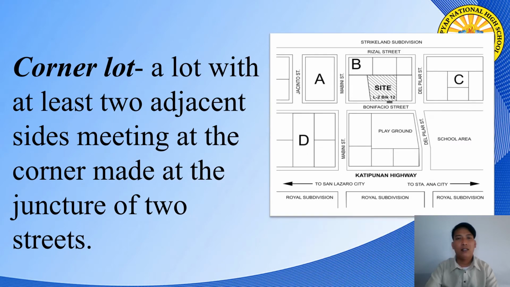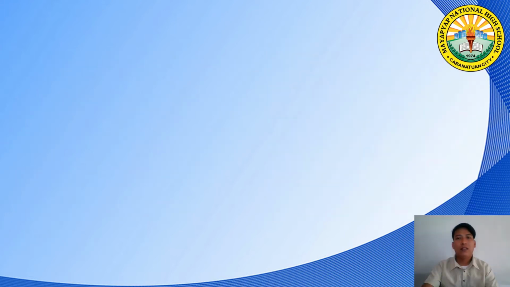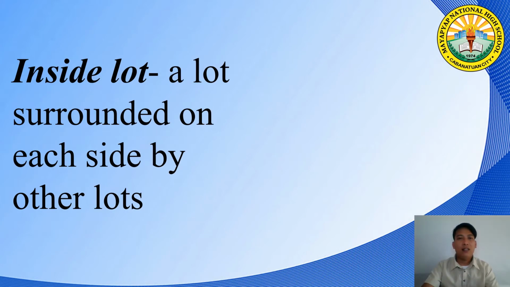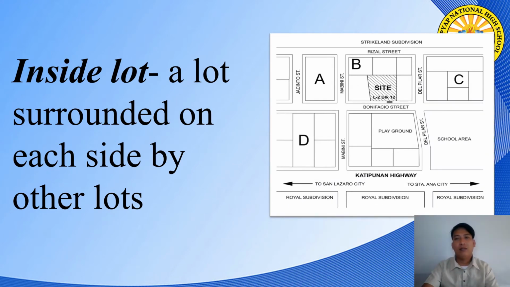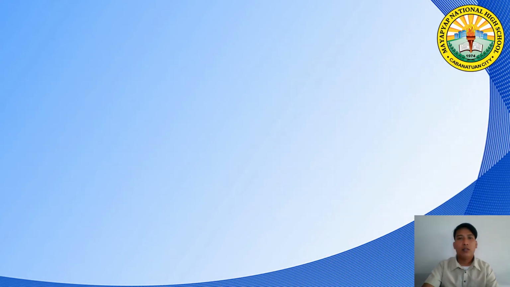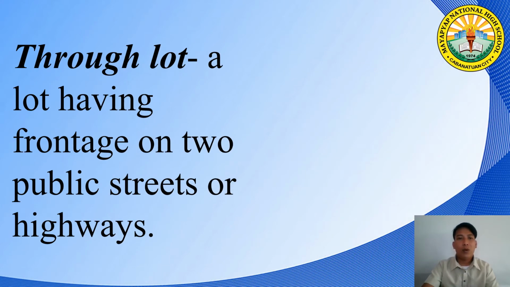Corner lot. A lot with at least two adjacent sides meeting at a corner, at the juncture of two streets. Next is the inside lot. A lot surrounded on each side by other lots. Through lot. Lot having frontage on two public streets or highways.